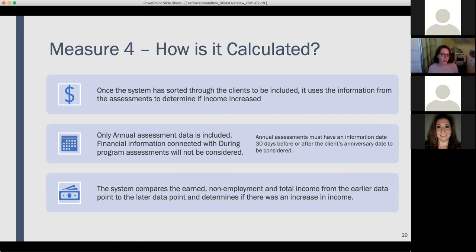So once the system has figured out who should be included, it then goes in and grabs the data. I did want to clarify that only annual assessment data is pulled. It's not going to pull the during program assessments. It's not set up to do that. And very specifically, an annual has to be done in the period of 30 days before or after the anniversary date of the client for it to be included. So it's really got to be the annual assessment. The information date has to be in that 30-day period before or after. The system will then compare the 2 data points, the 2 assessments, and figure out if your client has increased their income. So hopefully they have and they get added in, but that's not always the case.